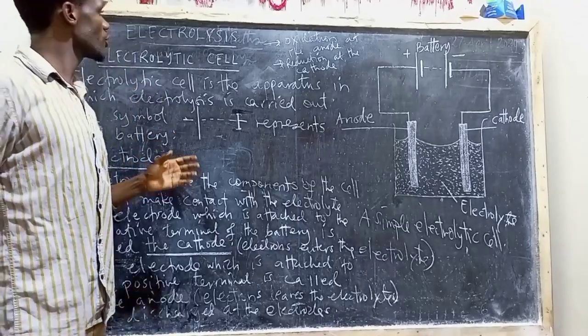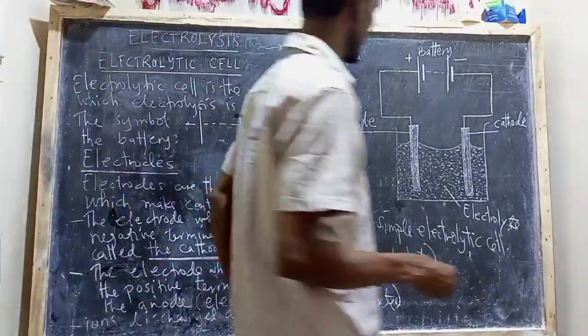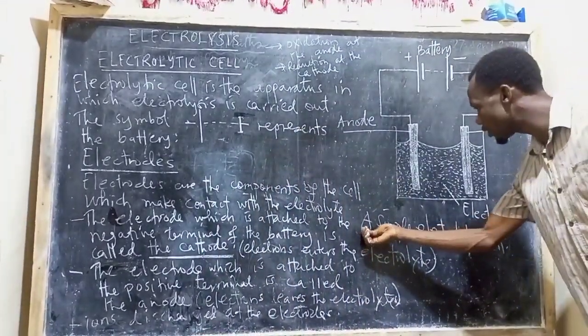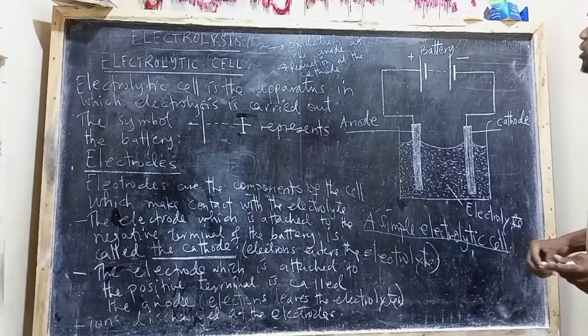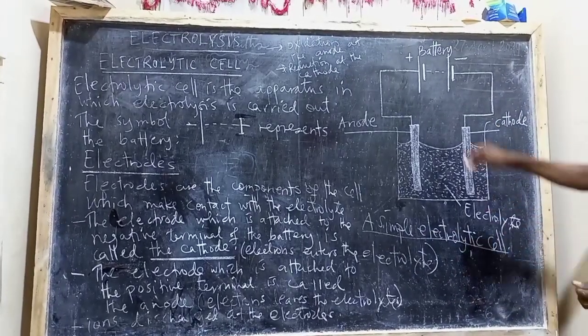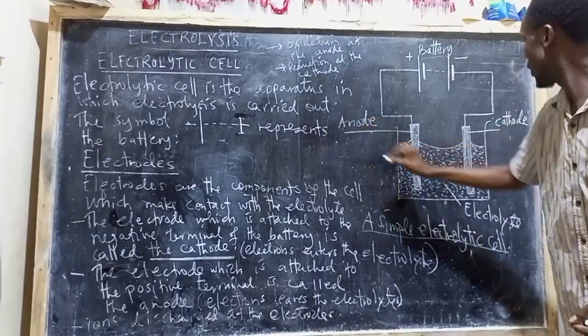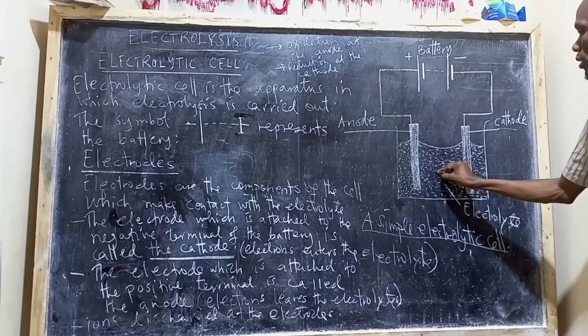Now let us talk about electrolytic cell. I've drawn a simple electrolytic cell, which is right here. This is a simple electrolytic cell with its components. We have the battery, the anode, the cathode, and also the electrolytes.